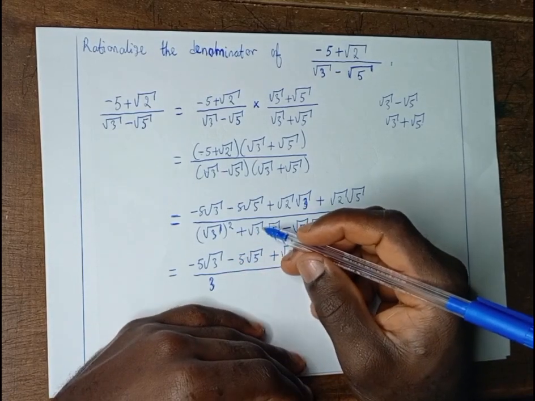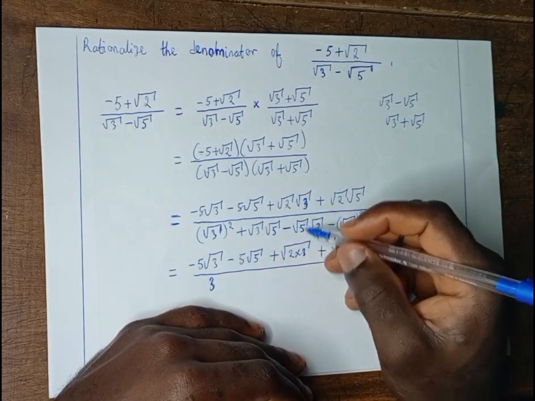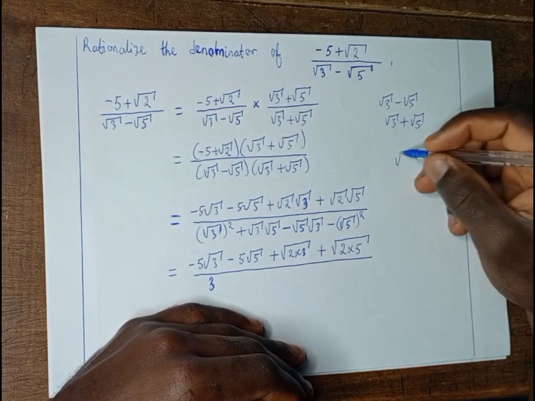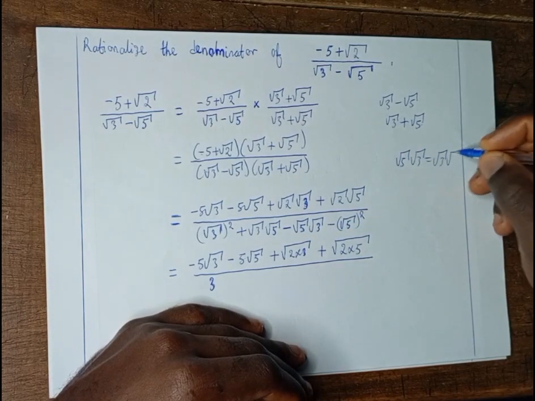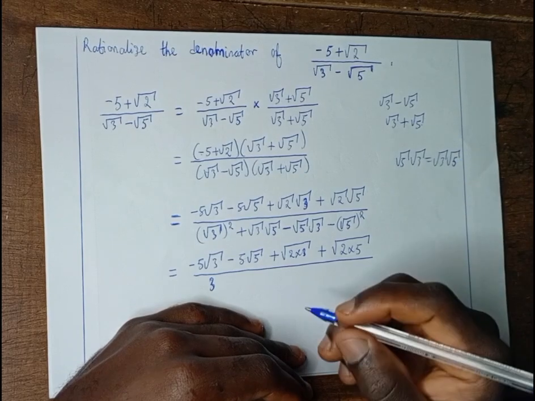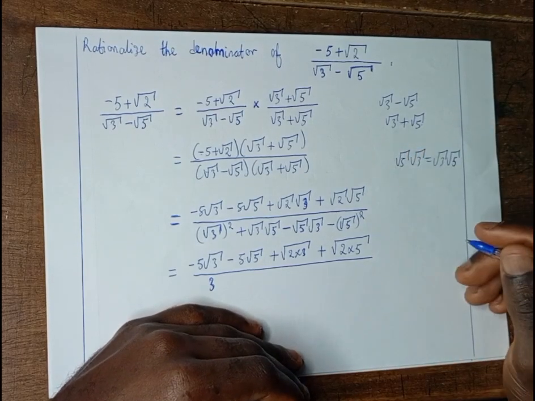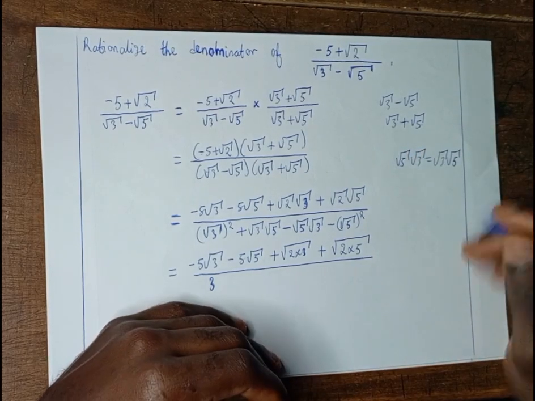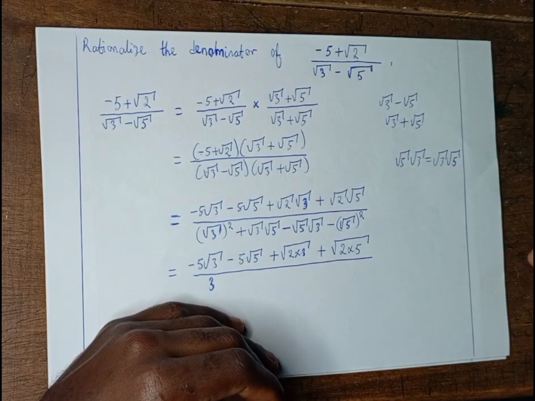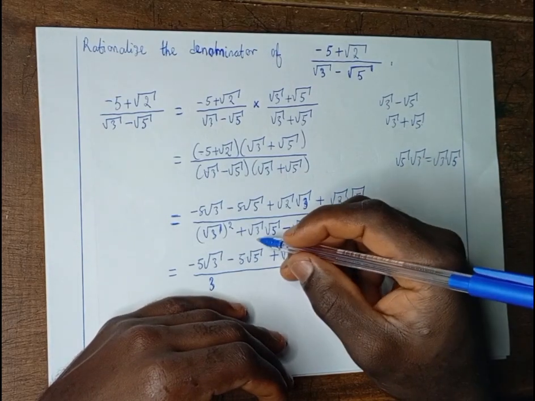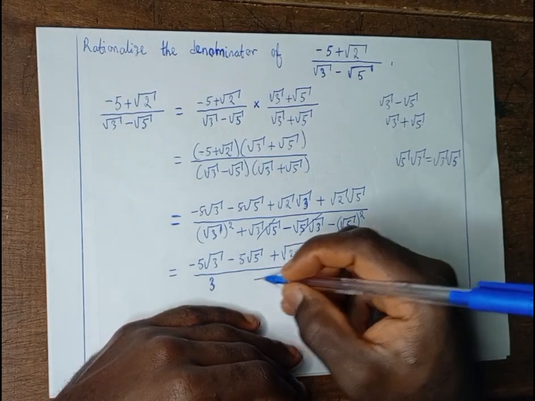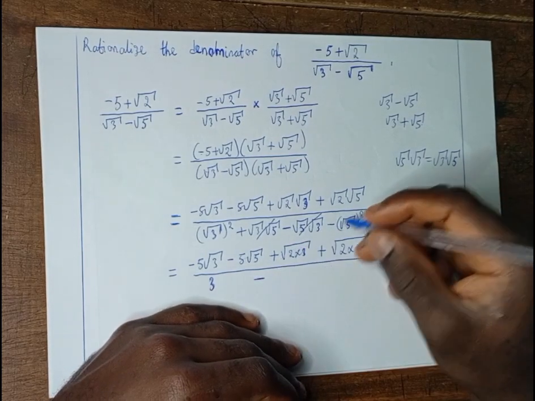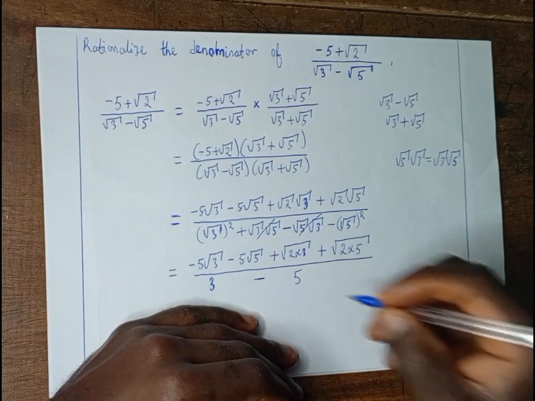√3√5 minus √5√3. We know that √5√3 is the same as √3√5. Multiplication of real numbers is commutative. So this and this will cancel, goes to 0. Here we have minus √5, all this squared will simply give us 5.